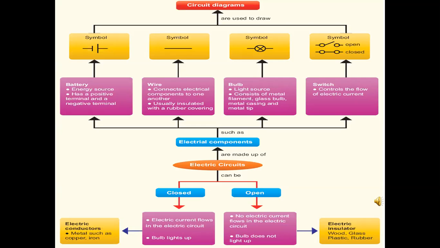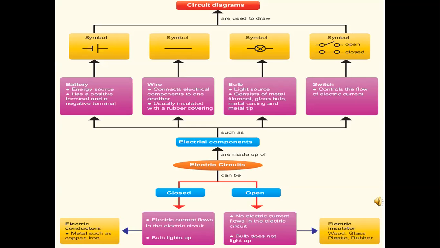A battery has a positive terminal and a negative terminal. The straight, long line is denoted as the positive terminal, and the small line is denoted as the negative terminal. So the battery, the energy source, has a positive terminal and a negative terminal.